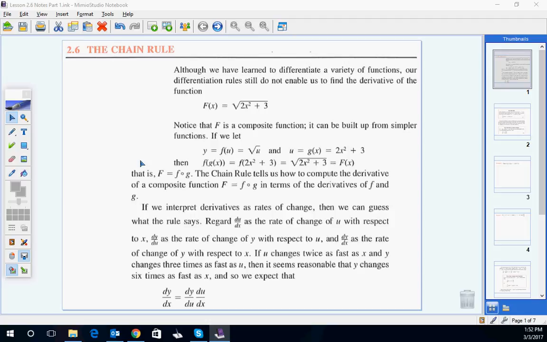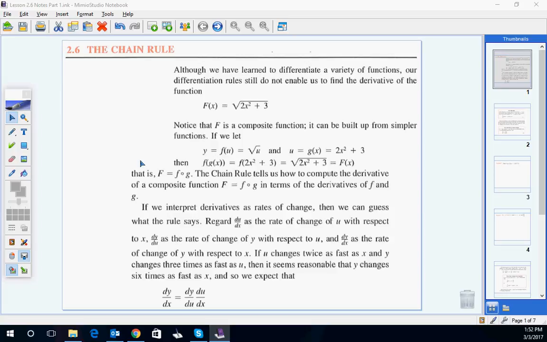Because with this type of function, you can't just bring down the 1/2 and take the derivative, because you have an inside. When we have just an x, the derivative of x is just 1, so that doesn't bother us. But now that you have a function inside, you have to take the derivative of that as well. So with the chain rule, you take the derivative of the function and the derivative of the inside. We'll get to that.